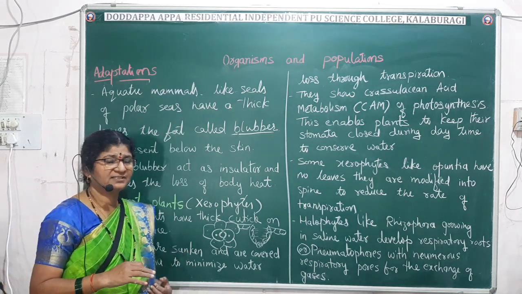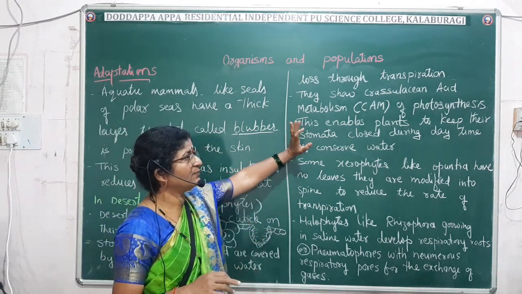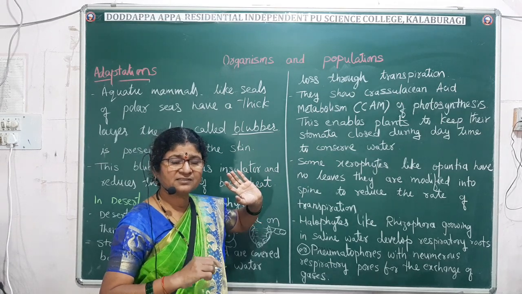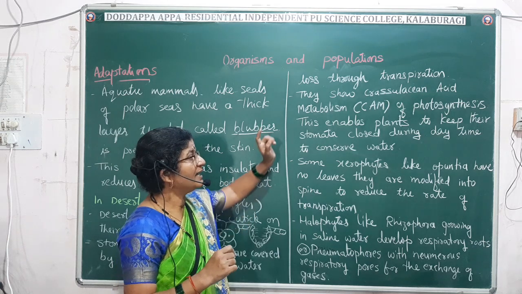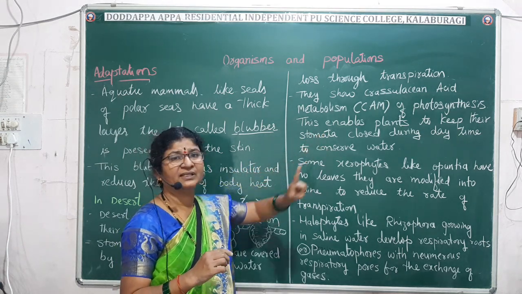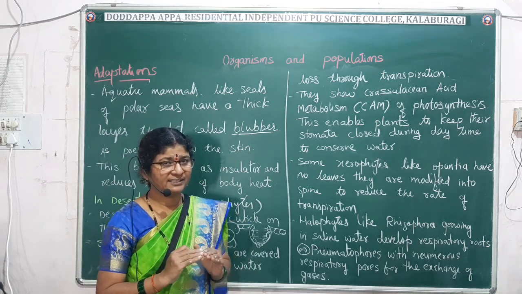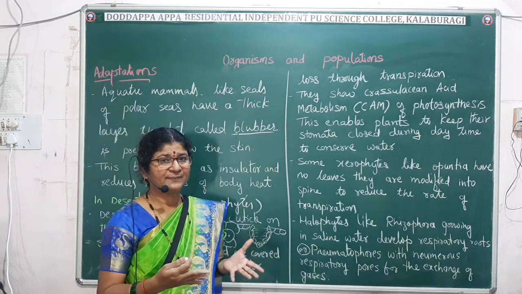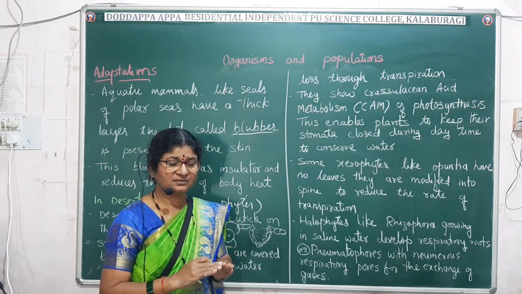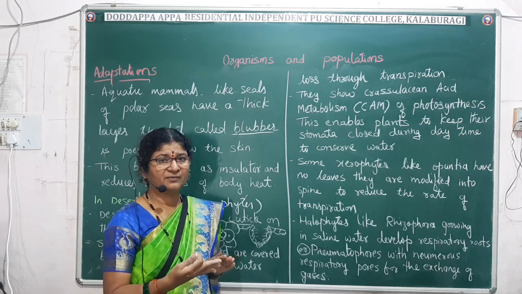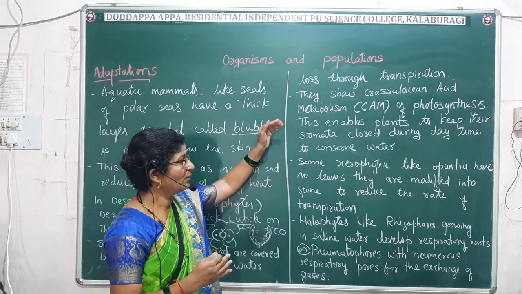And the next adaptation is that these plants show crassulacean acid metabolism of photosynthesis. This you have studied in the first year in plant physiology. Fine. And this method of photosynthesis will enable the plant to keep their stomata closed during the daytime and open in the absence of light. So when the stomata remain closed in the daytime, the loss of water in the form of transpiration also won't be there. So this method also helps in conserving the water.